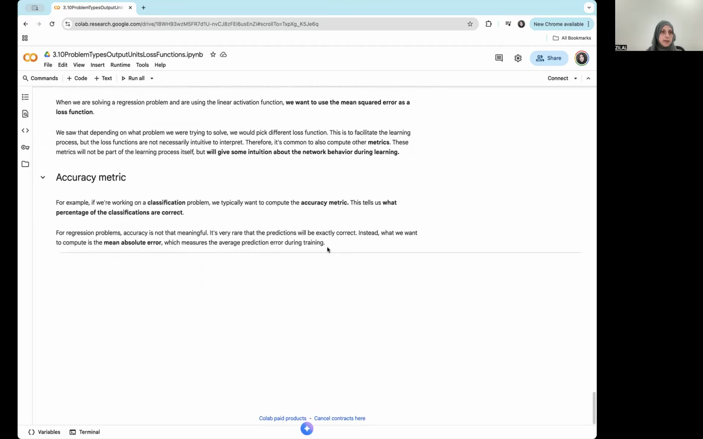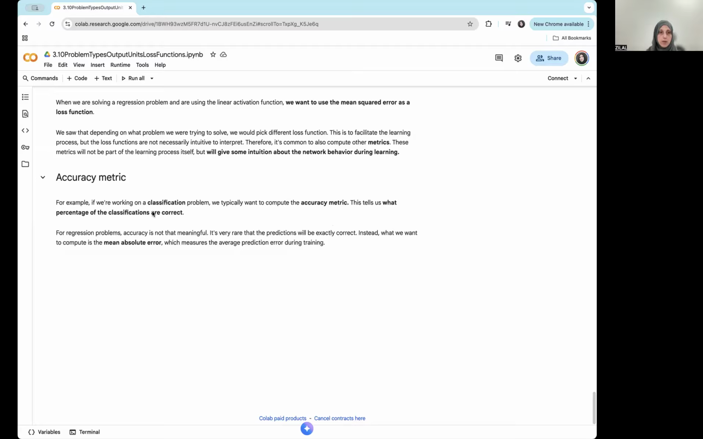We saw that depending on what problem we were trying to solve, we would pick a different loss function. This is to facilitate the learning process, but the loss functions are not necessarily intuitive to interpret. Therefore, it's common to also compute other metrics. These metrics will not be part of the learning process itself, but will give some intuition about the network behavior during learning. For example, the accuracy metric.